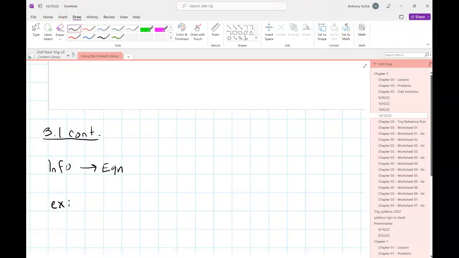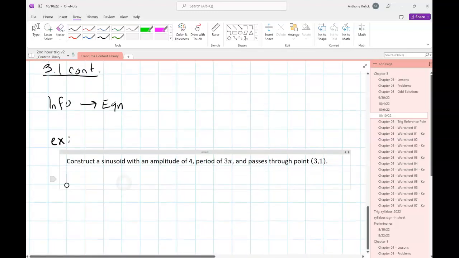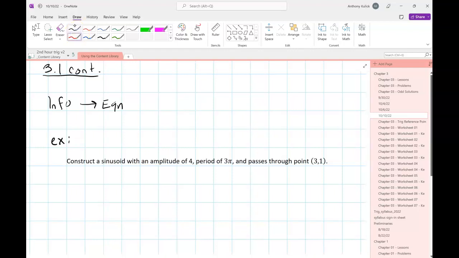I don't know, do 2 or 3 of these examples, and we'll let you try some of these on your own. So here the directions say, construct a sinusoid with an amplitude of 4, a period of 3 pi, and passes through the point 3, 1. So when we ask for a sinusoid, what are we really asking for there?